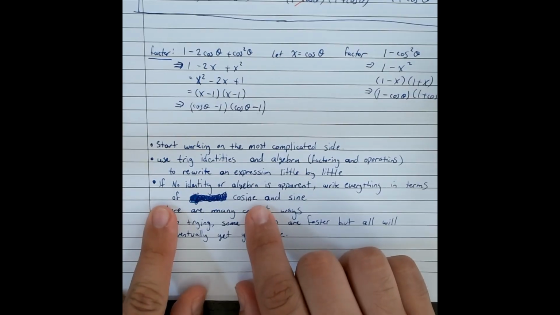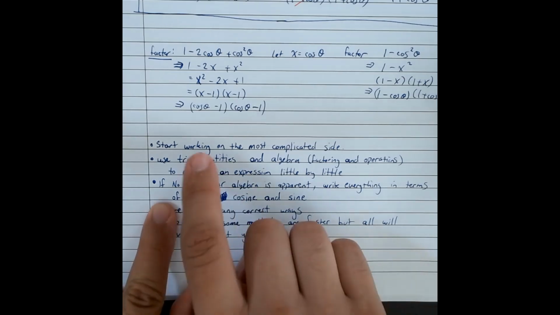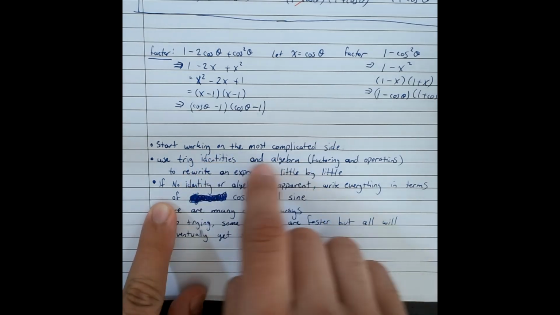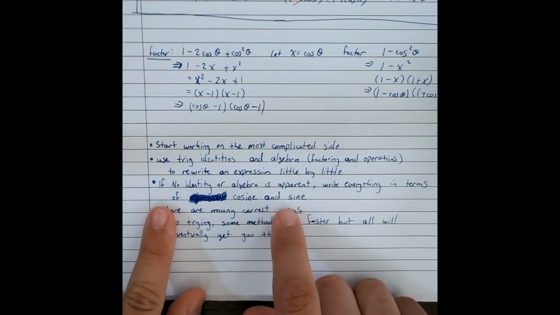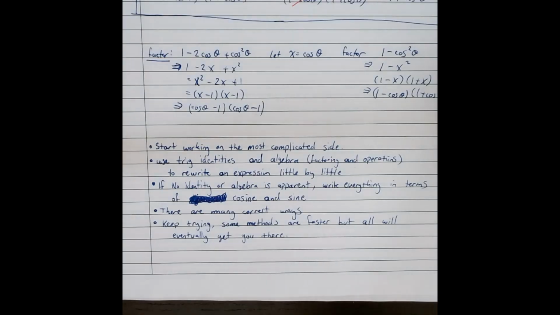If no identity or algebra is apparent, meaning, okay, I did my best and I still can't find any of these that work, try writing everything in terms of cosine and sine. That tends to simplify things just enough that some algebra or some identity that wasn't apparent before now seems a little clearer. Oh yeah, that's one I probably want to use.